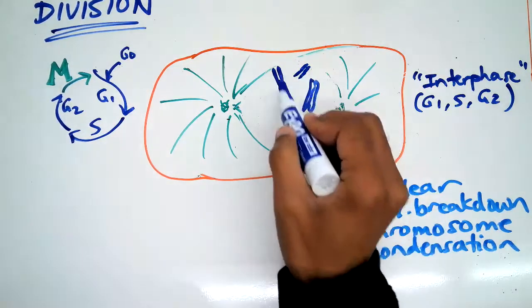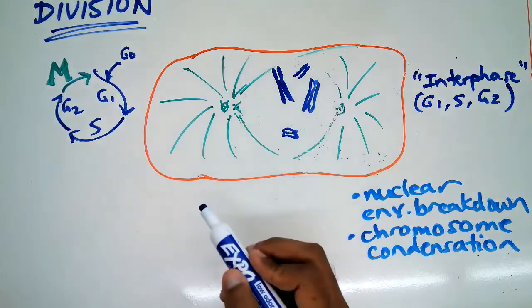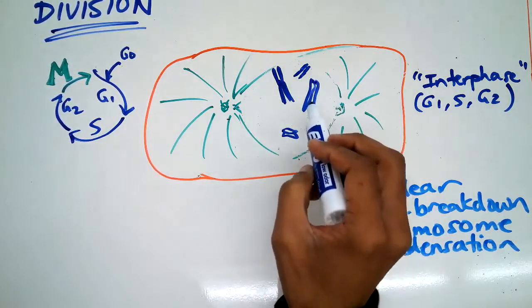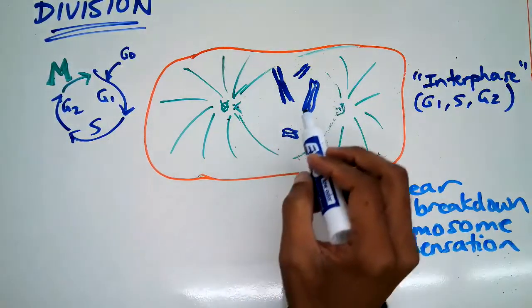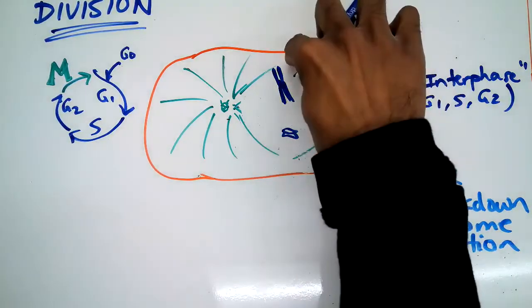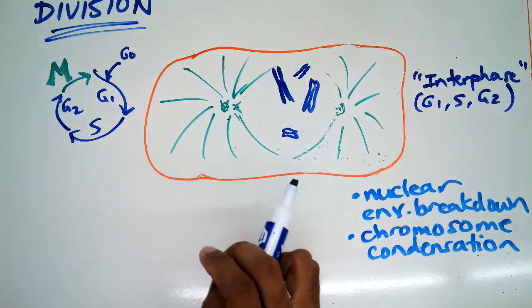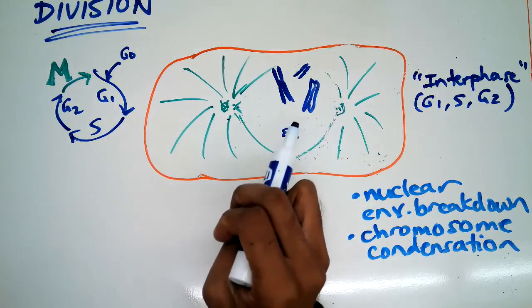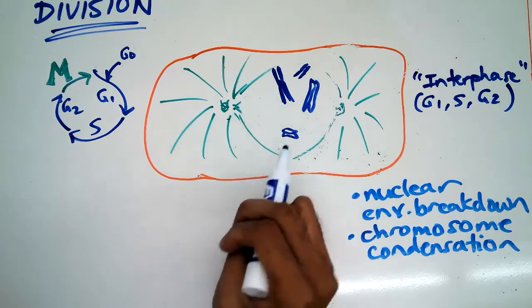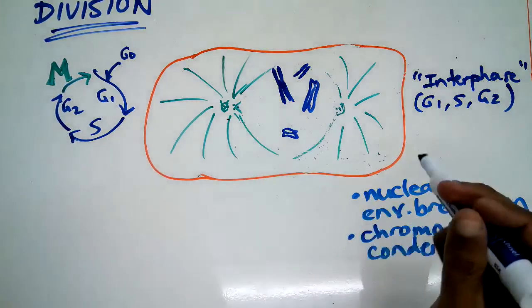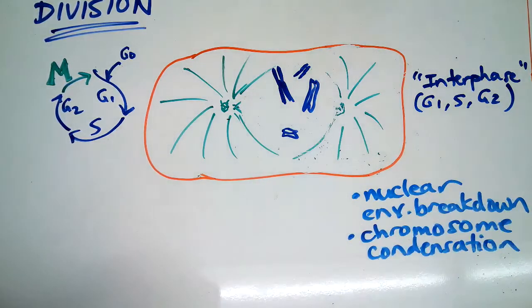You'll notice I'm drawing one solid, the other lighter, empty inside, based on the idea that one of these is supposed to be maternal and the other is paternal. And if that doesn't make any sense to you, just remember that you have one copy of chromosome 17 from your biological mother, one copy from your biological father. And so that's what we're getting here. Okay, nuclear envelope, chromosome condensation.